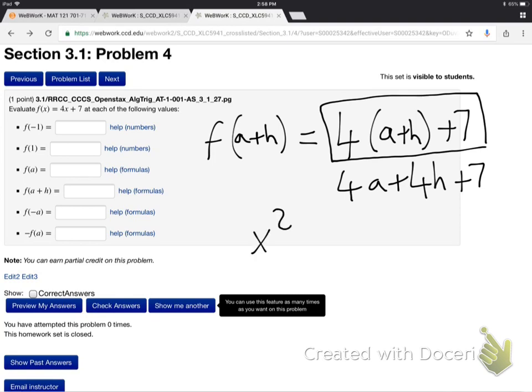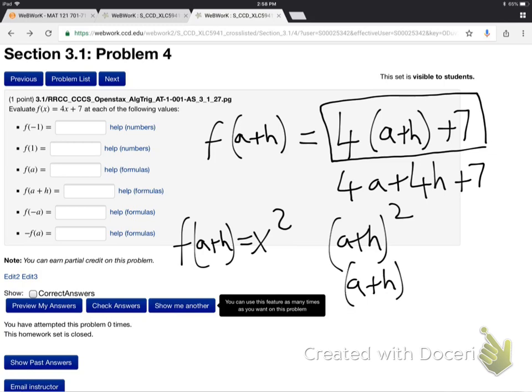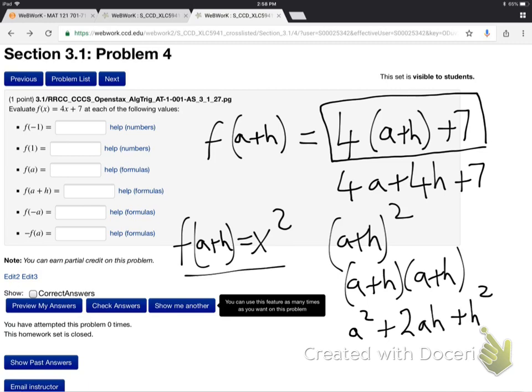Now do remember, if you get some harder ones, if you have something like an x squared equation, and you have to do f of a plus h, that means you've got to do a plus h squared, okay? So if you put the a plus h into an x squared, please remember that's a FOIL. So it will be a squared plus the outer is ah, the inner is ah, so that's 2ah, and the last is h squared. So do remember that if you've got an x squared somewhere.